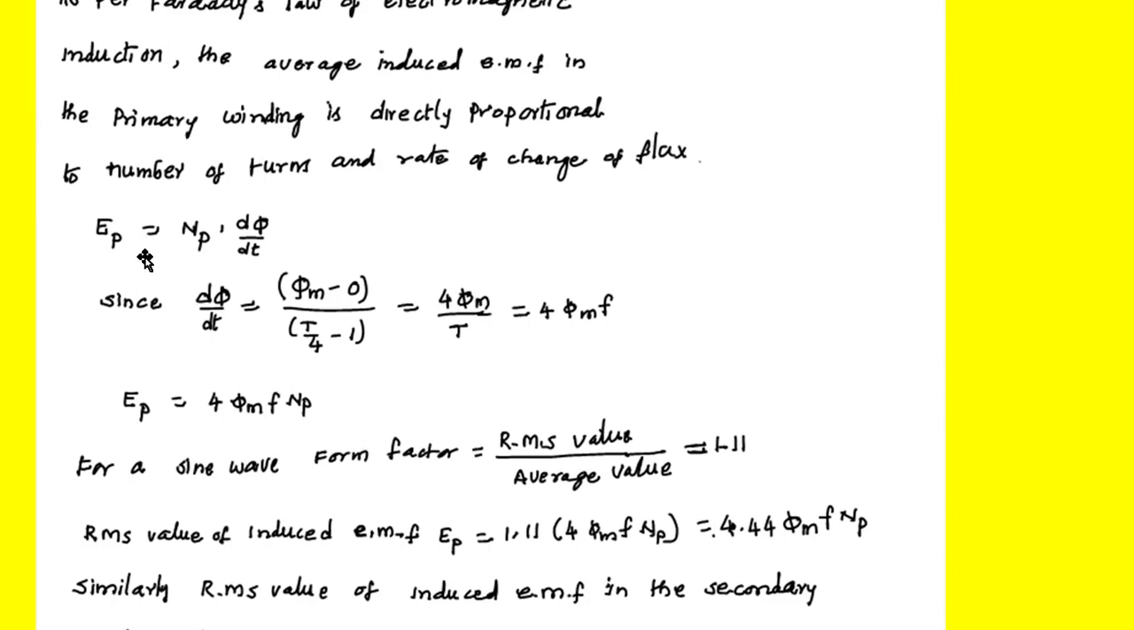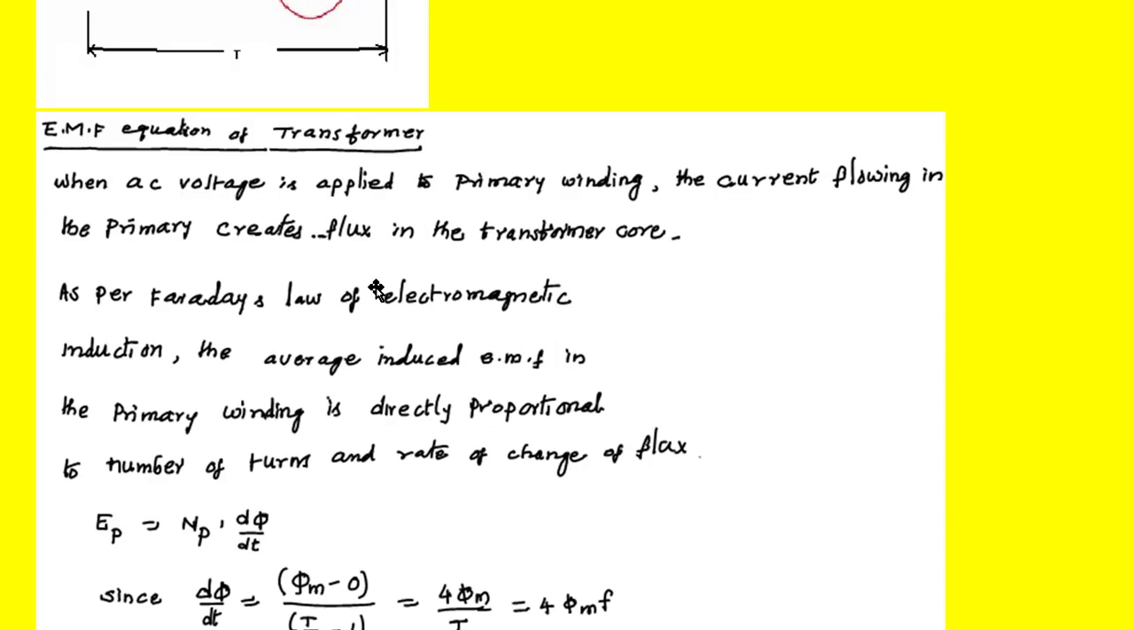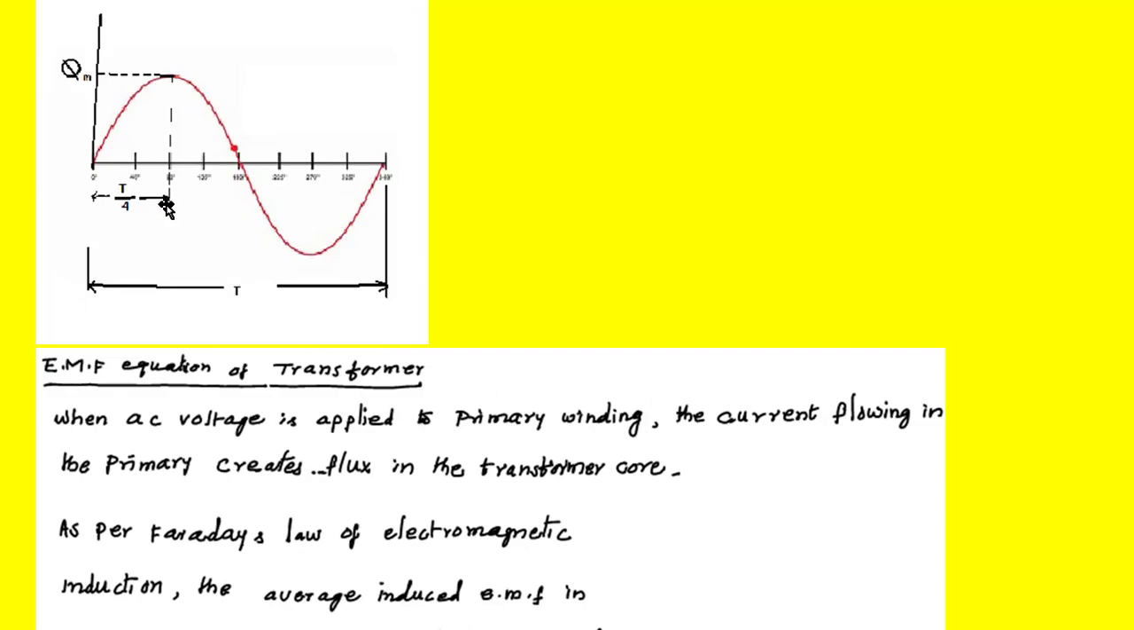So the induced EMF in the primary winding is represented by E suffix P, and that is equal to Np into d phi by dt. Here Np means the number of turns on the primary winding, and d phi by dt means the rate of change of flux linking with the primary winding. Because we know the flux waveform, we can find out the rate of change of flux. Suppose the time taken for the flux to reach from 0 to maximum is T by 4, that we can observe in the diagram.